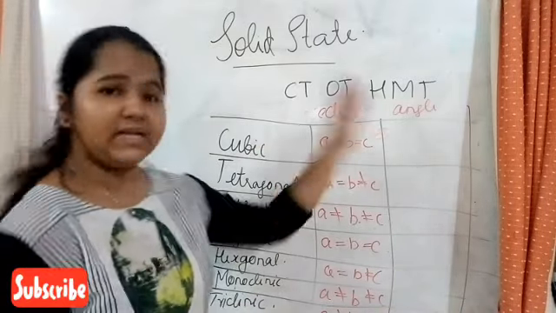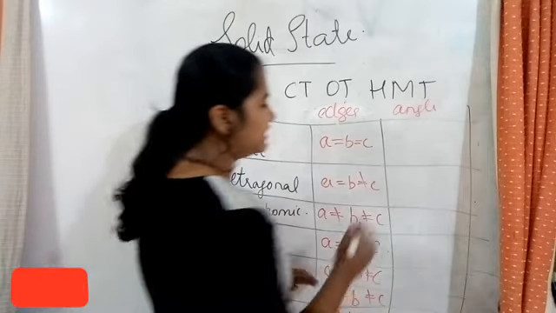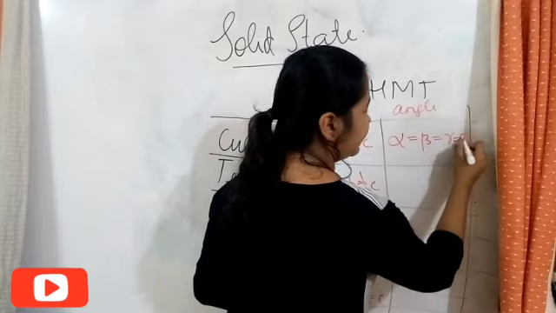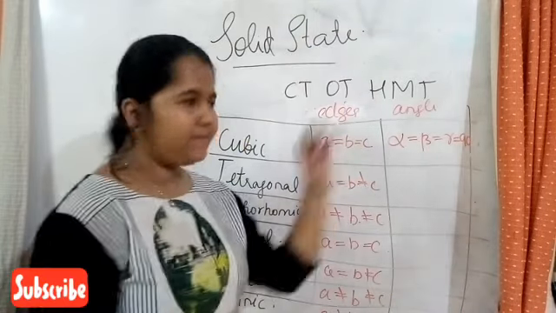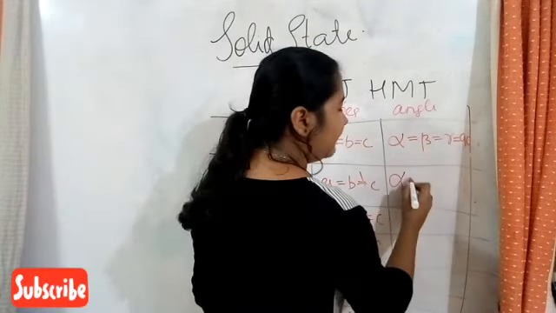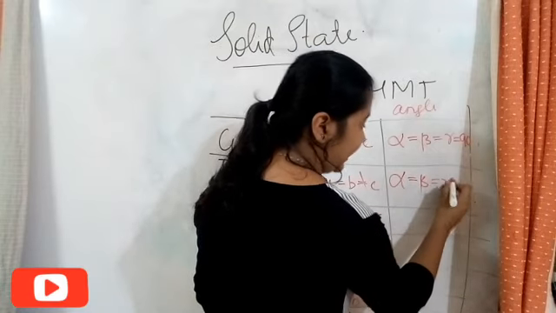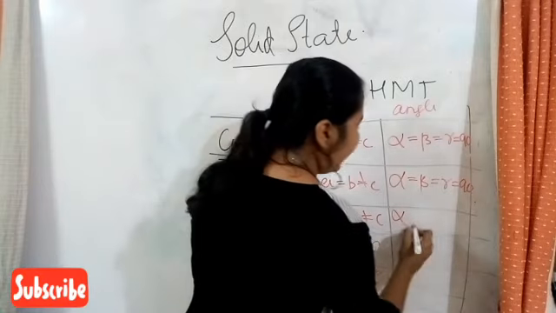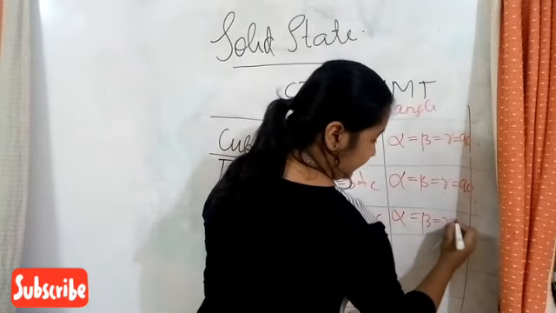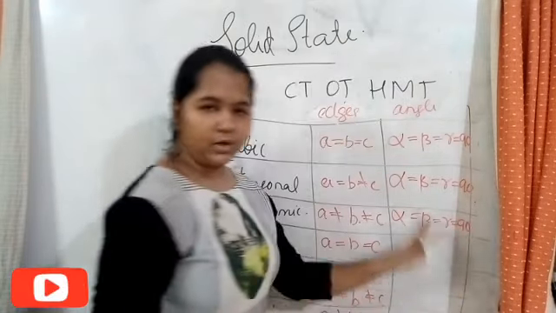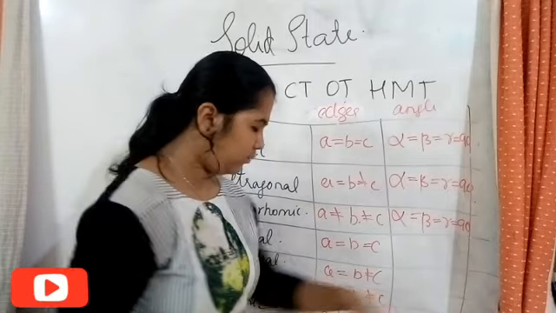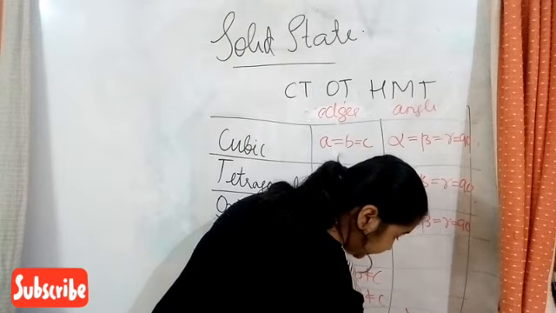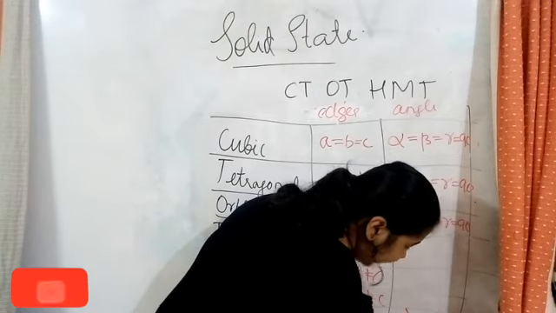Now for the angles. Alpha is equal to beta is equal to gamma is equal to 90 degrees. Over here also, alpha is equal to beta is equal to gamma is equal to 90 degrees. Over here also, 90 degrees. Now over here, what is that? Alpha is not equal to beta is not equal to gamma.